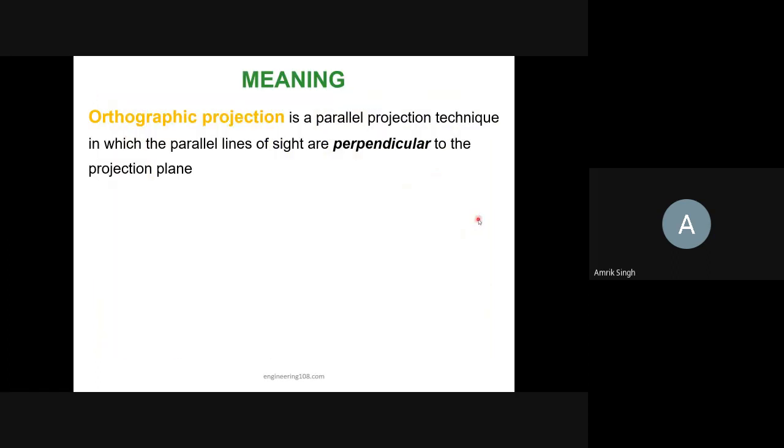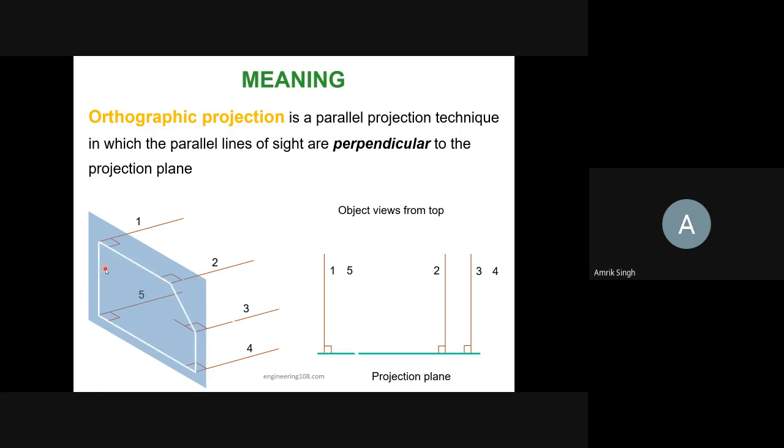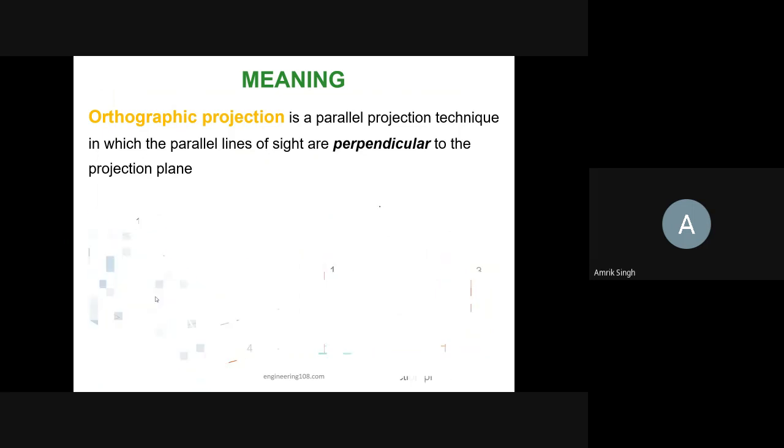Now, what is the meaning of orthographic projection? Orthographic projection is a parallel projection technique in which the parallel lines of sight are perpendicular to the projection plane. So you see, this is a projection plane, and this is an object. So we draw, you see, this is ortho. This is perpendicular. That's why.